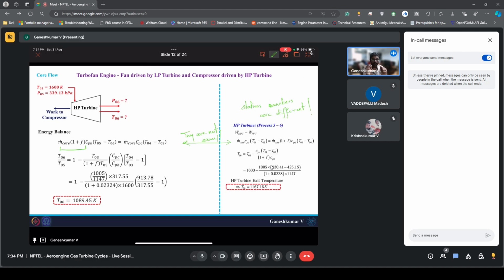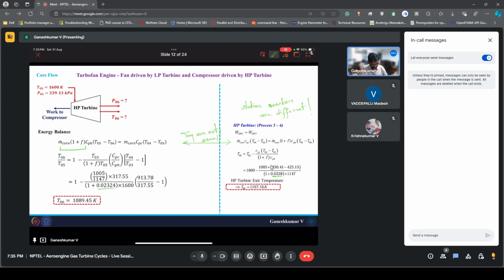Please note that the pressure and temperature entering the HP turbine are the same for both configurations. There is a slight difference in mass flow rates. Before, 0.00228 was the fuel mass flow rate that you added. Here you are adding a little increased amount of fuel, but you are driving a bigger compressor compared to configuration 1, and that's why you have a lower temperature, which is 1089.45 Kelvin. I hope this is clear.